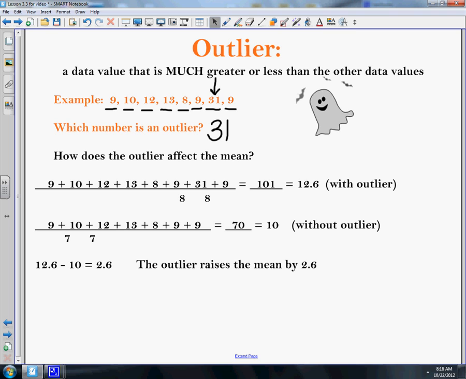So if I add up all of my numbers and I divide by 8, I get 101 divided by 8, which is 12.6 with the outlier. If I add them all up and divide by 7, I only get 10. The outlier raises the mean by 2.6, which is quite a big amount. So an outlier can make a huge difference in a set of data.